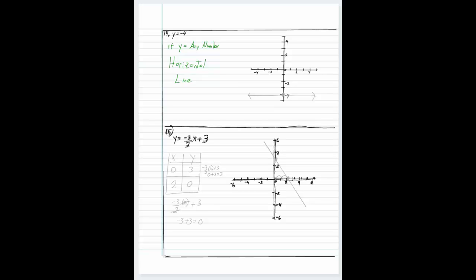For 16, we'd like to identify the intercepts, x and y intercepts. The x-intercept is the point that crosses the x-axis. So right here, this is your x-intercept. And that is the point (-2, 0). Similarly, the y-intercept will be whatever crosses the y-line, the line that goes up and down. And this occurs right here. And your point there is (0, 2).